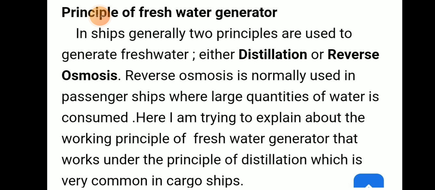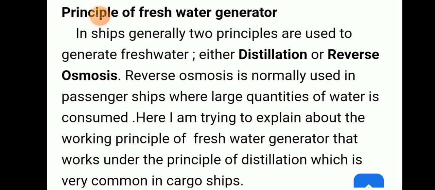Okay, the principle of the freshwater generator. On ship, generally two principles are used to generate fresh water: either distillation or reverse osmosis. Reverse osmosis is normally used in passenger ships where large quantities of water are consumed. Here we will be discussing distillation, which is used in normal cargo vessels and all.